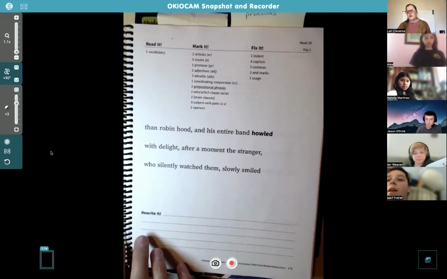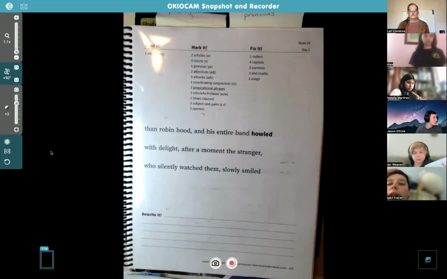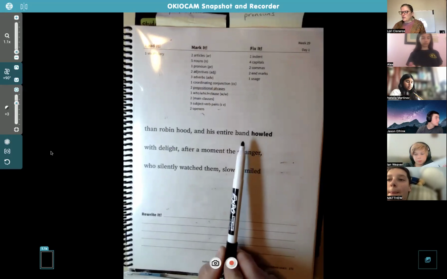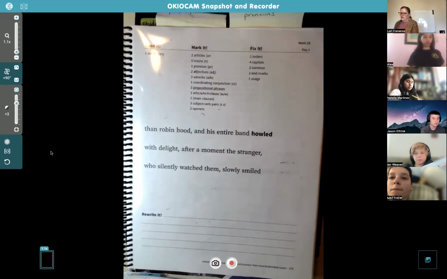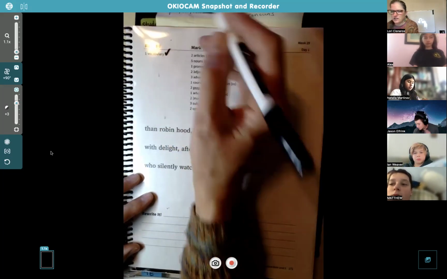Then Robin Hood and his entire band howled with delight. After a moment, the stranger, who silently watched them, slowly smiled. Okay, good. And our vocabulary word is howled. And it's not like a wolf howling or a dog howling. This is actually referring to what the band is doing. They're howling in delight. It kind of sounds to me like they're laughing. Or they're going like, woohoo, yeah. They're just all together making a loud noise like that. Okay, so that's what that means in this context.